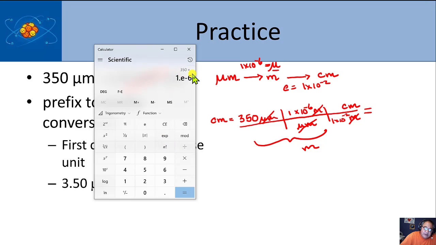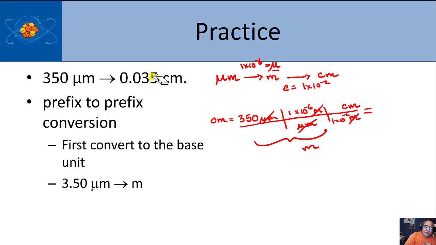So what I've done is said 350 times 1e minus 6, so that replaces this, and then I'm going to divide it by 1e minus 2. On the Microsoft calculator you have to do the number and then change the sign. And I'll hit enter, and then I get that answer, which I already told you is the answer for the problem. This one up here I scratched out earlier. It's going to be 0.035 centimeters.